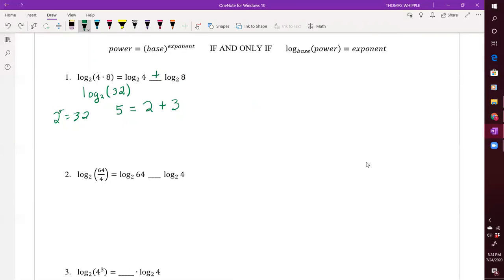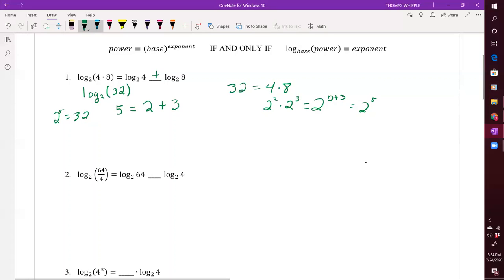We know that 32 here can be rewritten as 4 times 8, but 4 times 8 is 2 squared times 2 cubed. And when we have like bases, like we have here on the logs, the same base, what do we do with the exponents? We add them. This would be 2 to the 2 plus 3 power, or 2 to the 5th. So that's really all this relationship is stating, that we need to be adding the exponents.